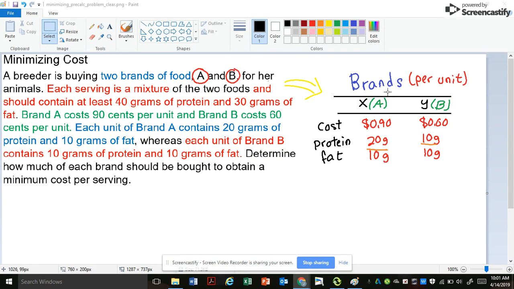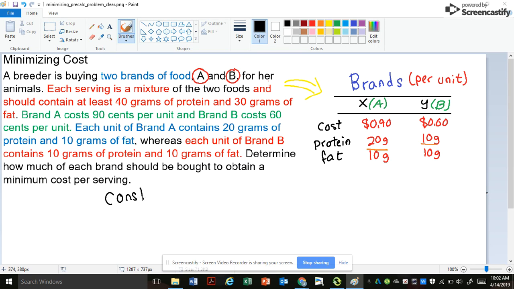I'm going to call brands A and B, which correspond to X and Y, just because we are familiar with X and Y. And I make in this table cost, protein, and fat for each of them. Now, to start solving the problem, we have some constraints. Let's go for our constraints.